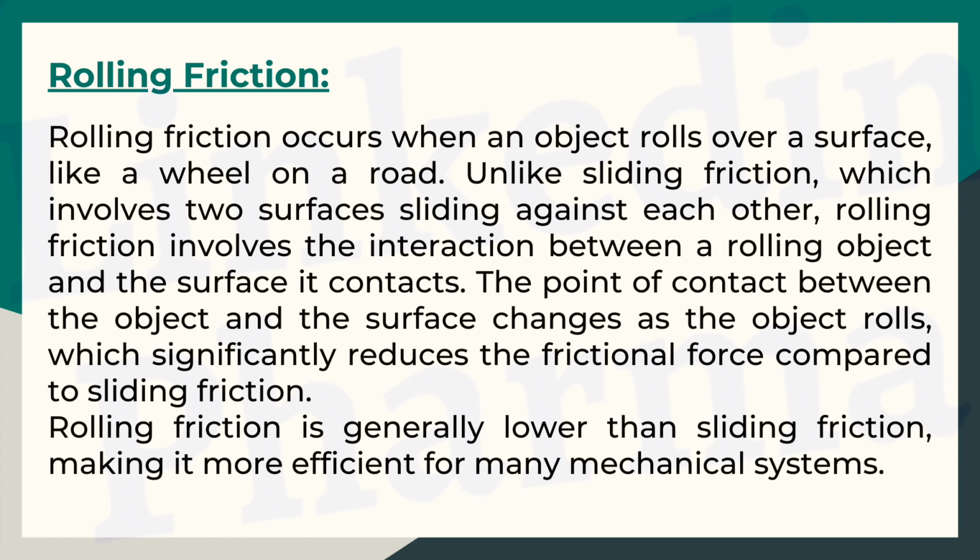Unlike sliding friction, which involves two surfaces sliding against each other, rolling friction involves the interaction between a rolling object and the surface it contacts. The point of contact between the object and the surface changes as the object rolls, which significantly reduces the frictional force compared to sliding friction.